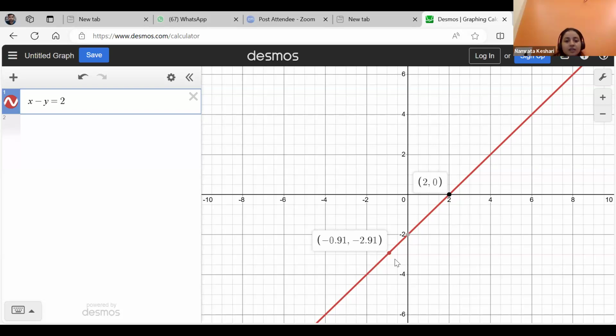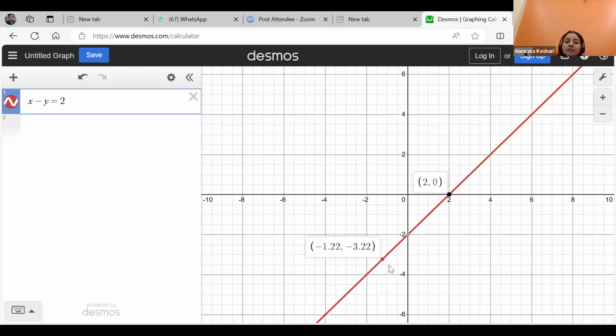Yes, ma'am. Okay, so infinitely many solutions means this graph just keeps on going towards the top and towards the bottom also. It will just continue and continue. That's why we see there are so many solutions. There are infinitely many solutions.